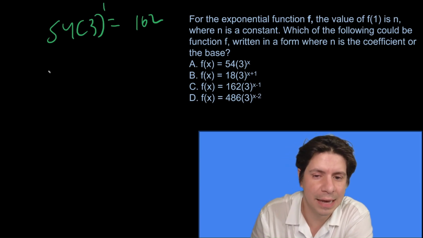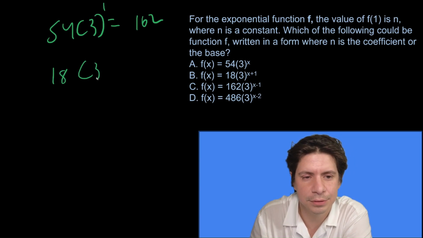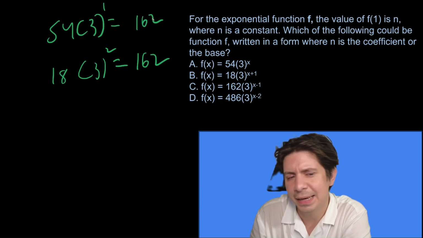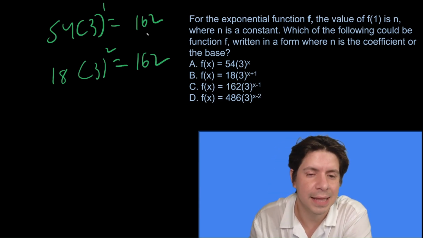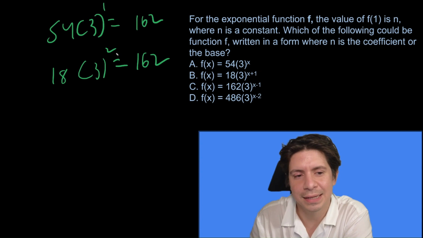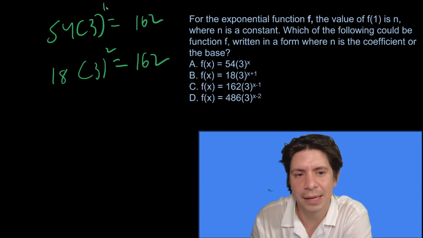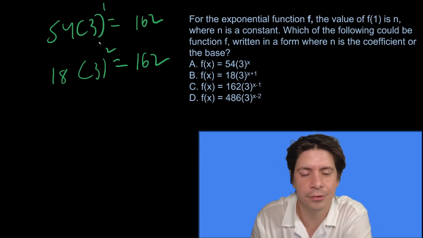That's going to happen again with b, because we're going to have 18 times 3 squared. And that's going to be, again, 162. It actually doesn't matter the same value. That just happens with the ones I made, but that's not the important thing. The important thing is that to get n, it should be when you plug in 1 here, you should get the value that's already either the first value here or there.